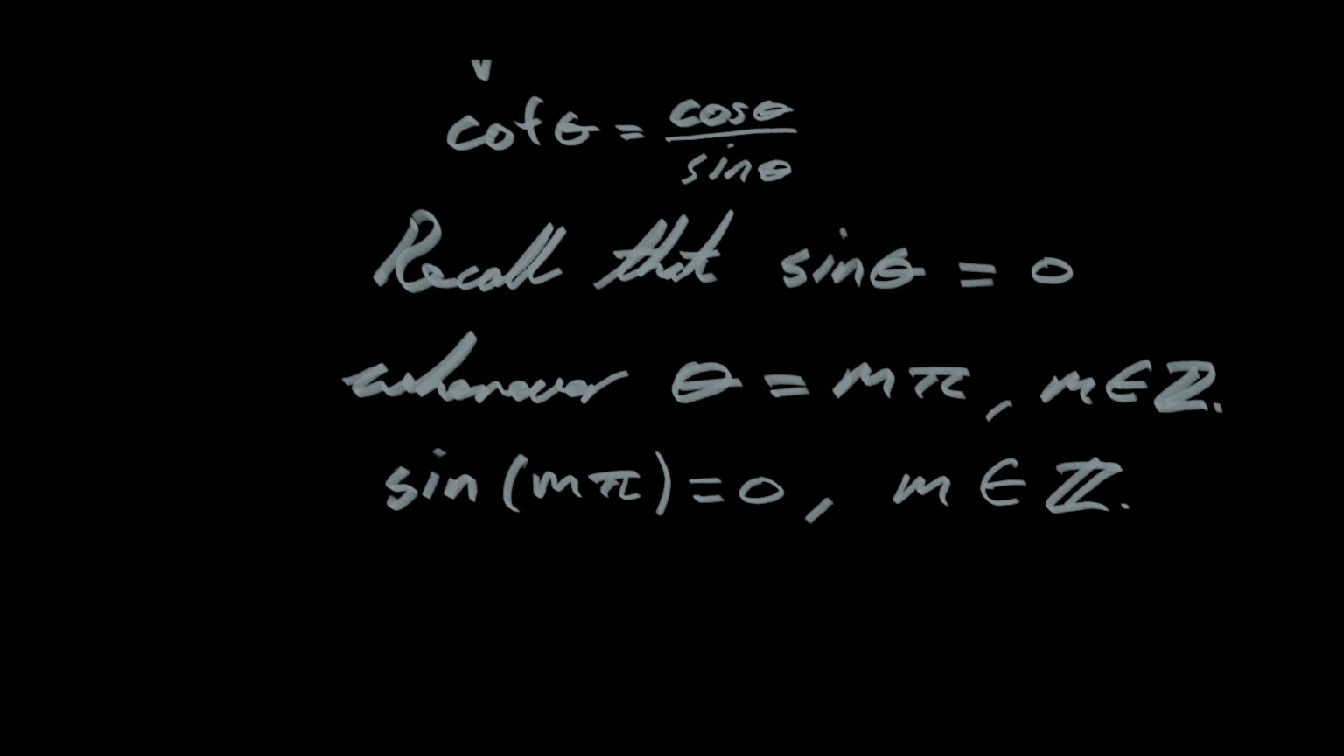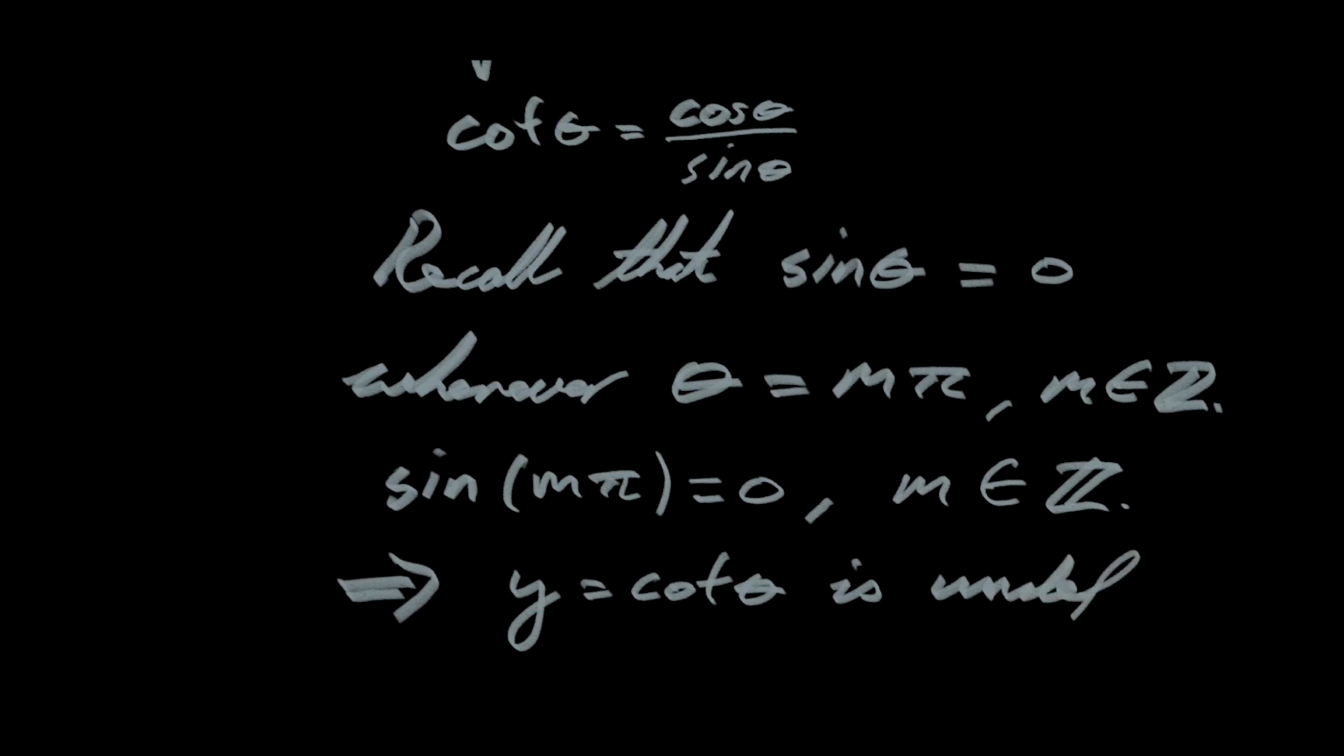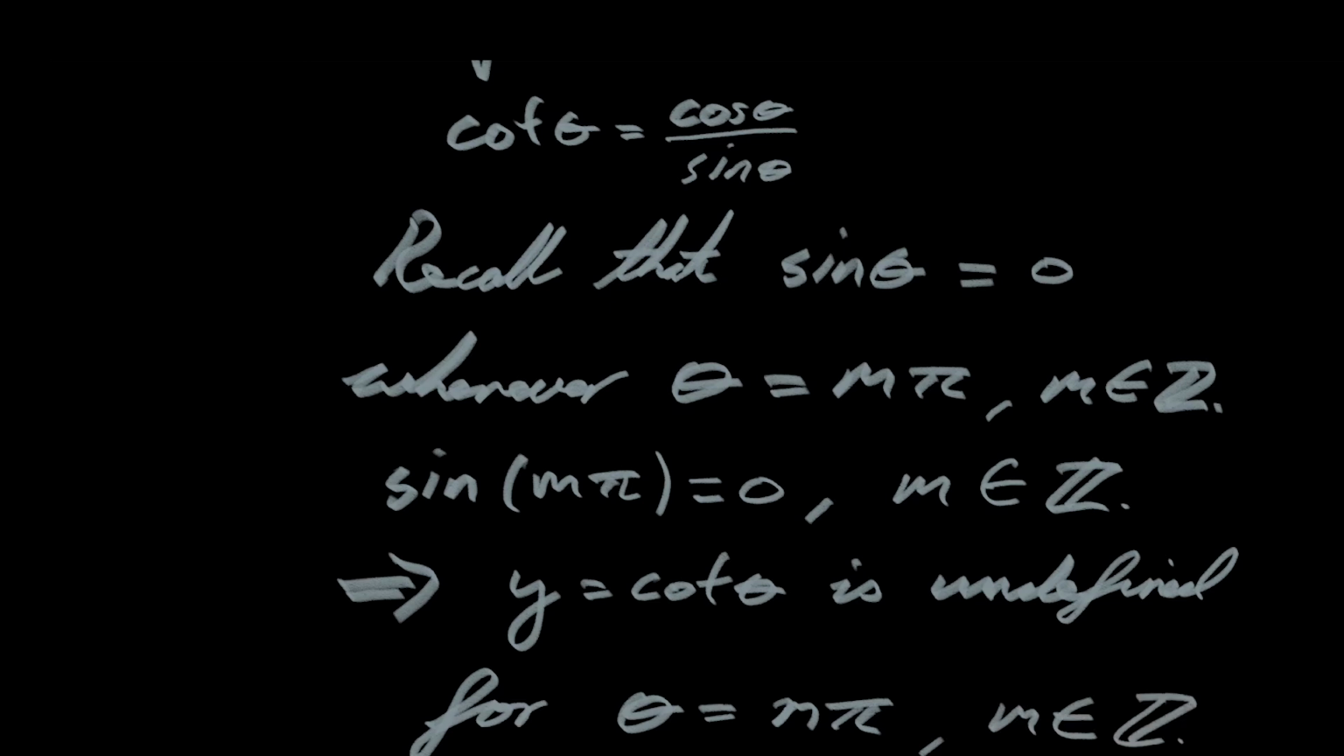Which means this implies that y equals cotangent of theta is undefined for theta equals m pi, some integer m. Okay, you don't need to keep writing that m is an integer. I'm just trying to reiterate the fact that m is an integer. Okay, any integer, not just an even integer or an odd integer, any integer multiple of pi.